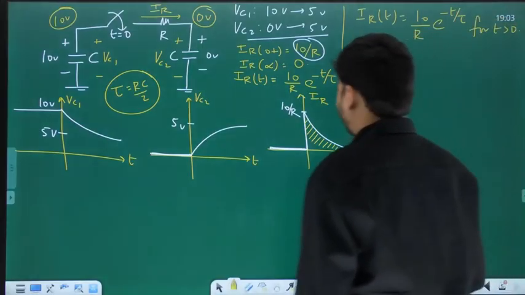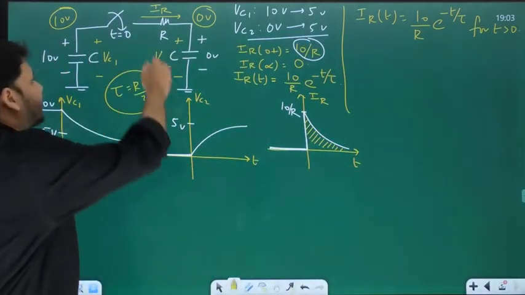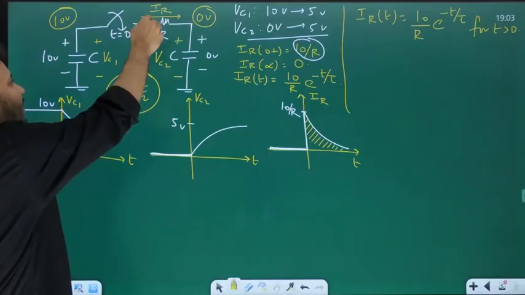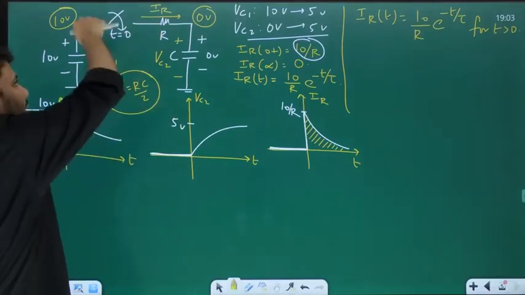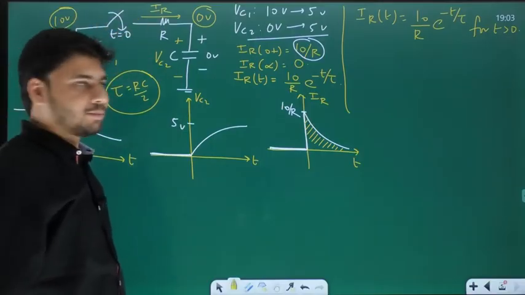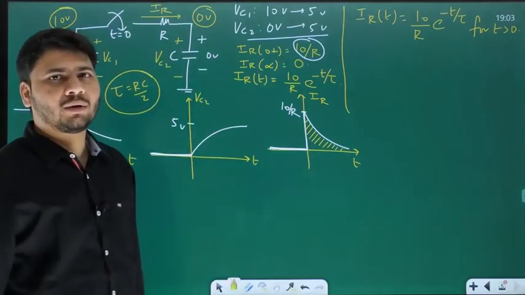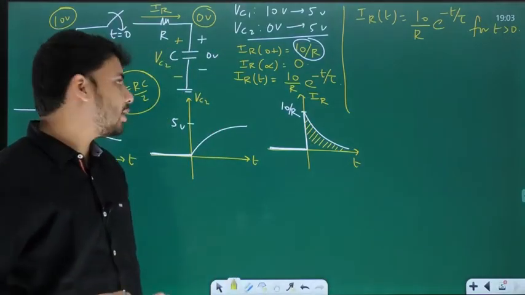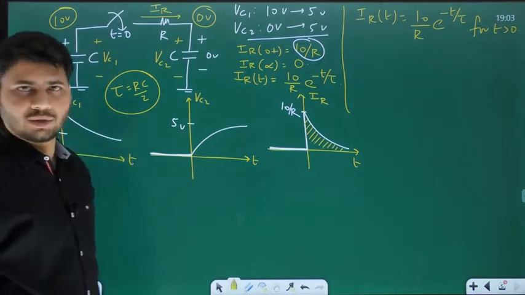Anyway, IR is 10 by R times e power minus t by tau, and this is for t greater than 0. Now to find this area, by the way, what is this IR doing? Is it not transferring charge from C1 to C2? Yes or no? This current is transferring charge from C1 to C2. So when I integrate this IR from 0 to infinity, what is the value that I am going to get? Is it not the amount of charge transferred from C1 to C2?